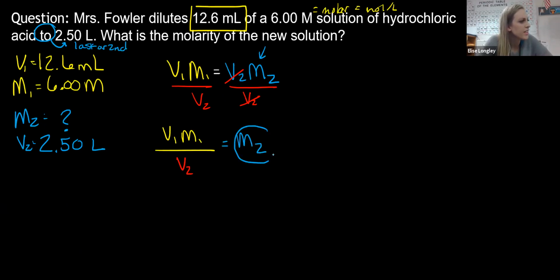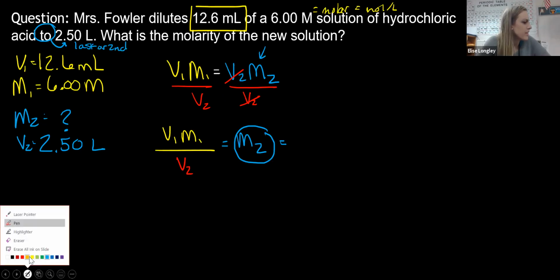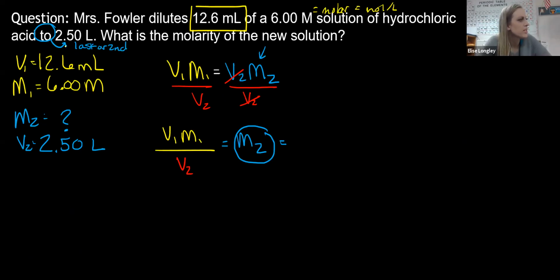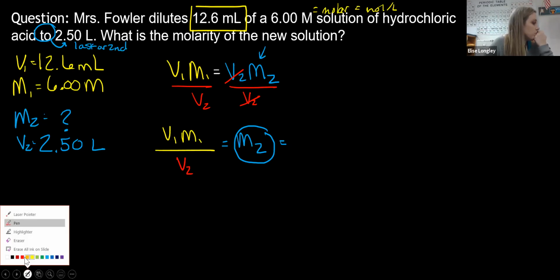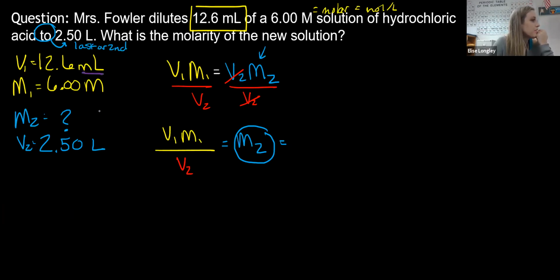Okay, so I can just plug all of that in. So my V1 I already have identified is up here. It's 12.6 milliliters. What is going to be my problem? Does anyone see it before I call anybody? What's my problem? What do you notice? One volume is in milliliters and the other one is in liters. Yeah, this is the problem. Good catch. Milliliters and liters.